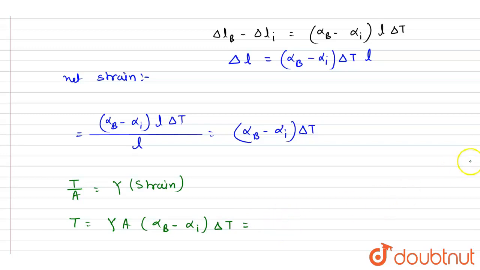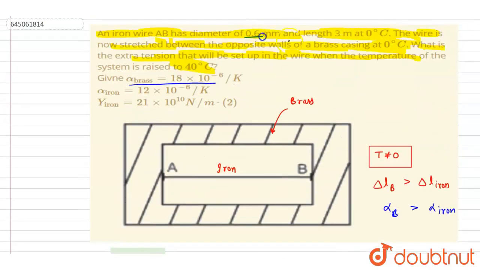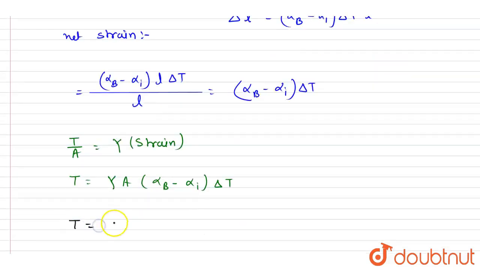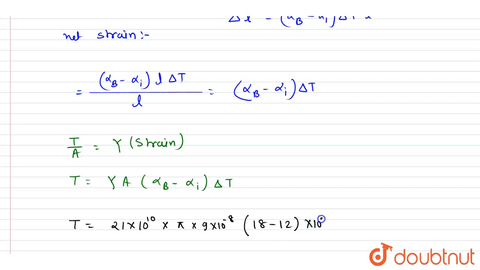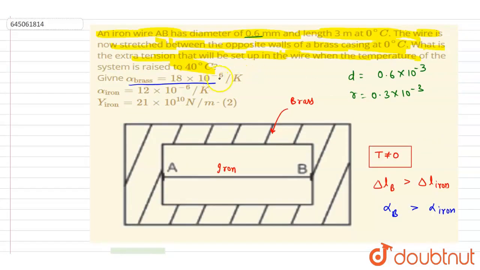The diameter is given, so the radius is this. You can get the area, it will be pi d square by 4, that is pi r square. Here the Young's modulus is given in the question. R is 3 into 10 to the power minus 4, so r square will be this. Alpha B minus alpha iron will be 18 minus 12 into 10 to the power minus 6, as given in the question. And the Young's modulus is 21 into 10 to the power 10.